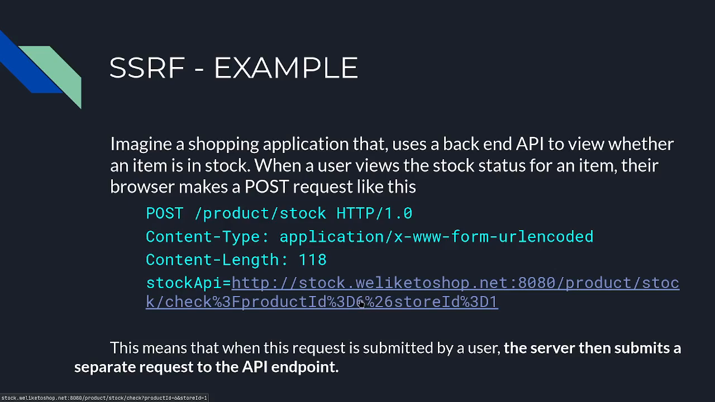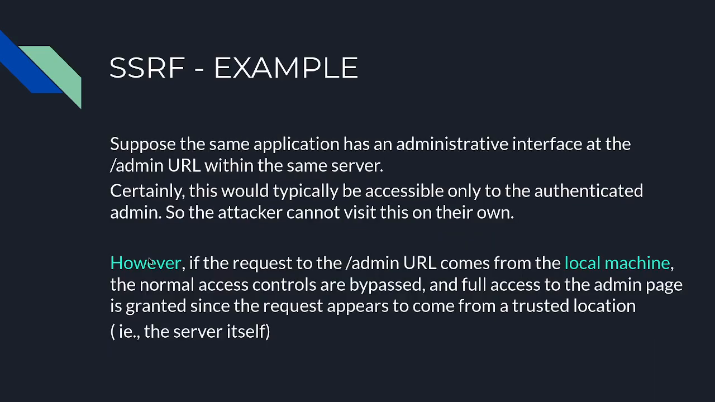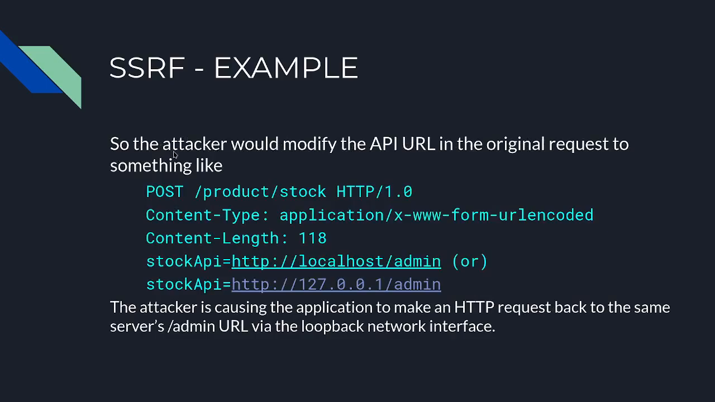Now, instead of the stock API, if you put slash admin here, the server would then send a request to slash admin, and whatever data is present in slash admin would be returned to the user, or in this case, the attacker. So the attacker could just modify the stock API's original URL to localhost slash admin or 127.0.0.1 slash admin. Now, what is localhost and 127.0.0.1?